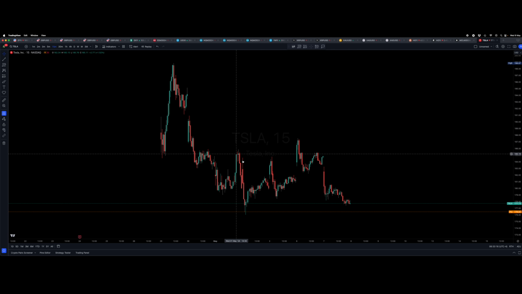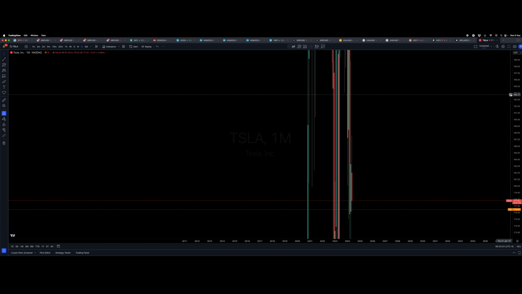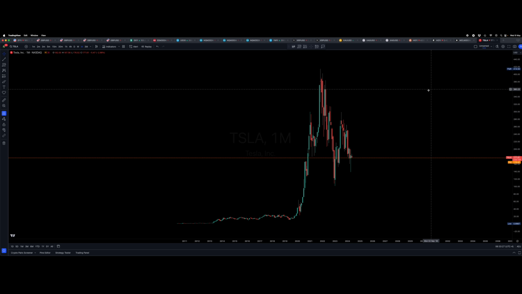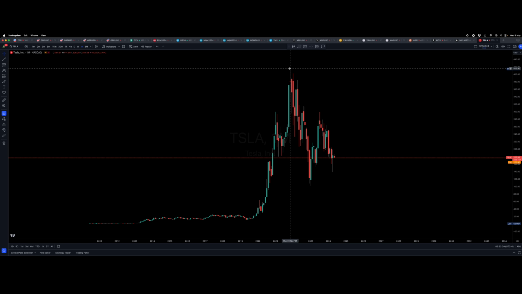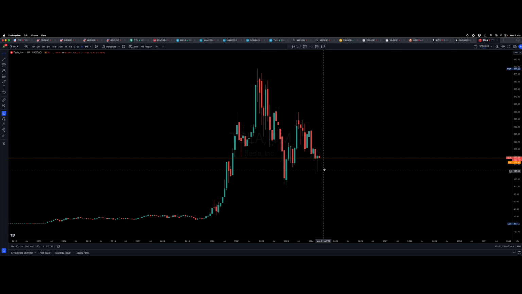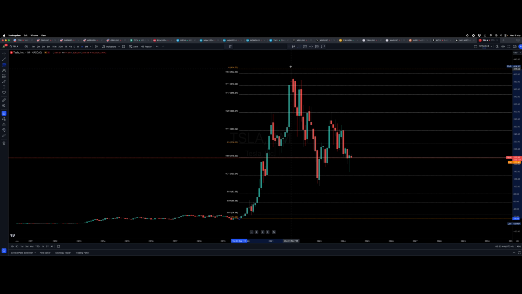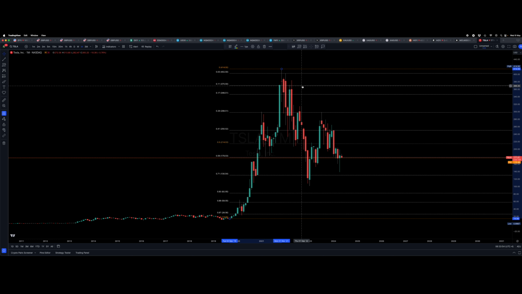So this is the stock price for Tesla on the 15-minute chart. As you can see, we've come off of all-time highs. Let me zoom out a little bit. There we go, there's your all-time high. So we've come off of all-time highs, and now we are in quite a discounted area. Even if you use some real basic premium discount, you can see that we are right at the equilibrium. Now we can go a lot more advanced than that.